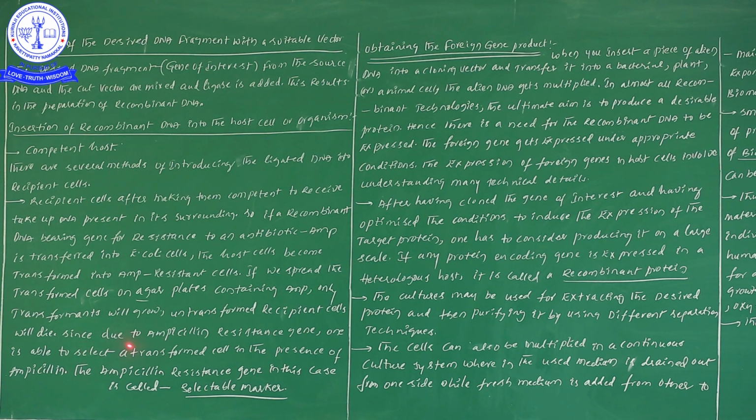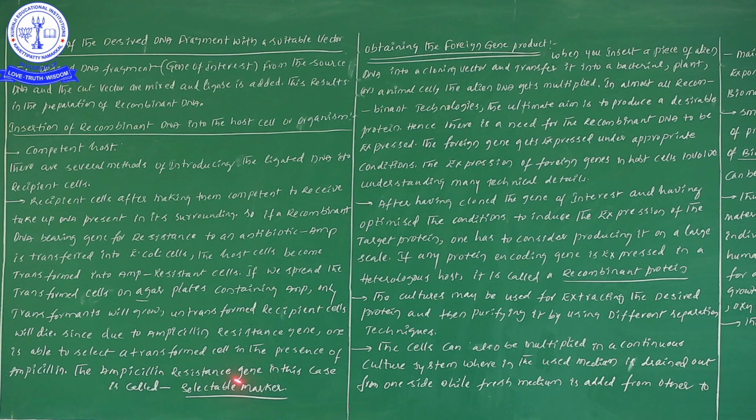So, due to the ampicillin resistant gene, one is able to select a transformed cell in the presence of ampicillin. Since due to the ampicillin resistant gene, one is able to select a transformed cell in the presence of ampicillin. Till now, that explanation only I have given.